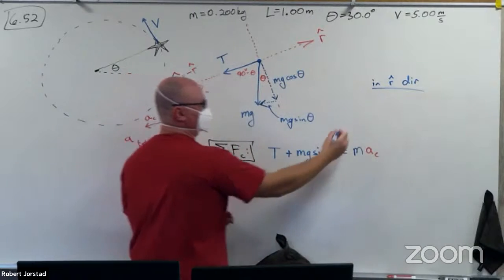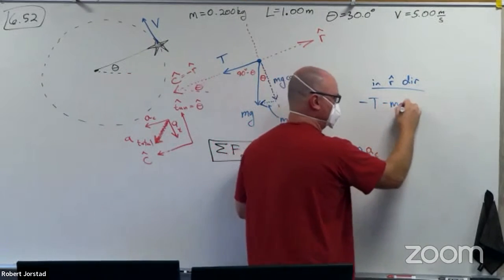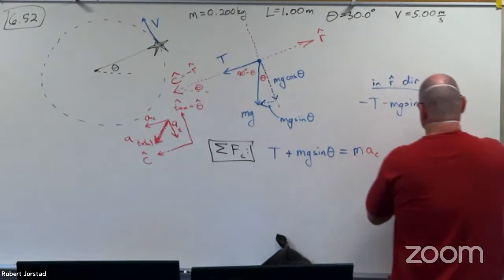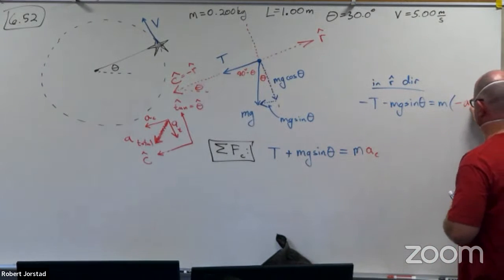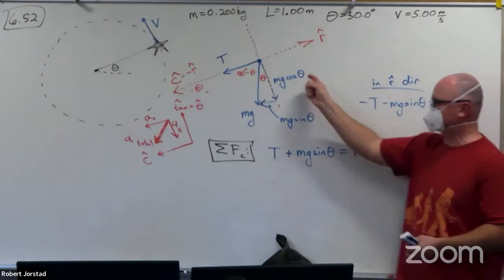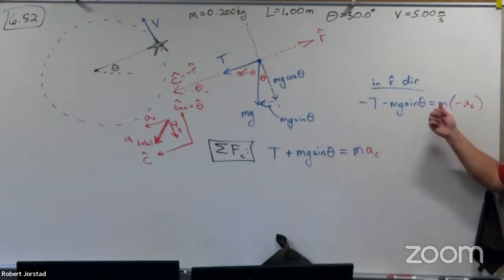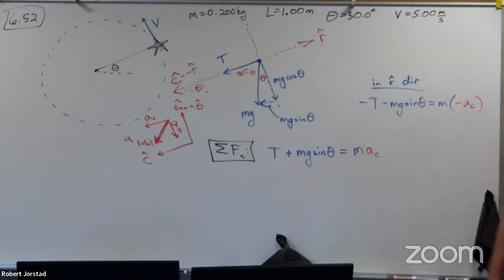Do you agree we get negative T minus mg sine theta equals m times minus AC? If we had used the other direction, everything would get a minus sign. Do you agree? That's what I'm saying. Some people might do it this way, some people might do it that way, whatever. Same equation if you multiply by -1.